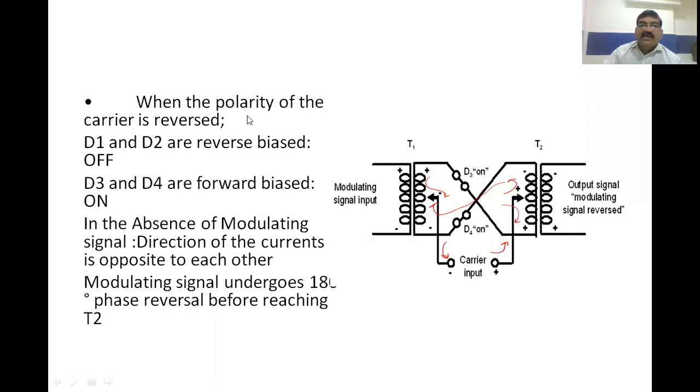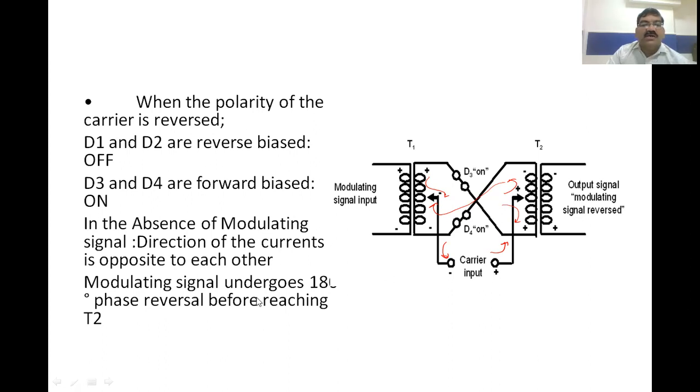So when the polarity of the carrier is reversed, D1 and D2 will be reverse biased, and D3 and D4 will be forward biased. So you can see the same thing is replicated here. D3 will be connected, and D4 will be connected, the carrier input and the modulating input. So if the modulating input is positive, here it is positive. In the absence of modulating signal, the direction of the current is opposite to each other.